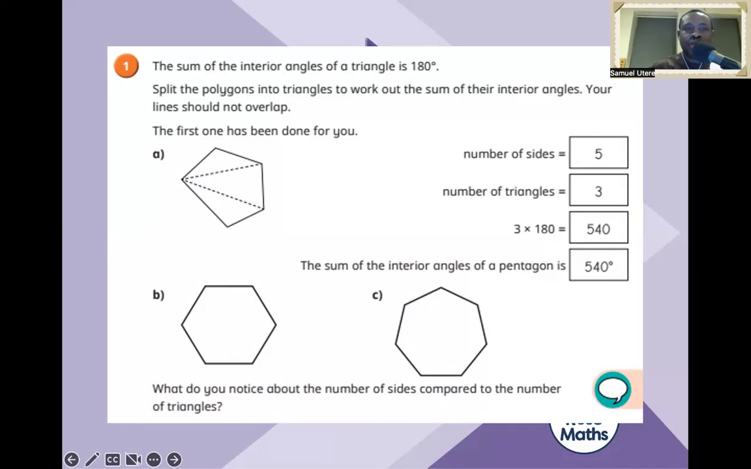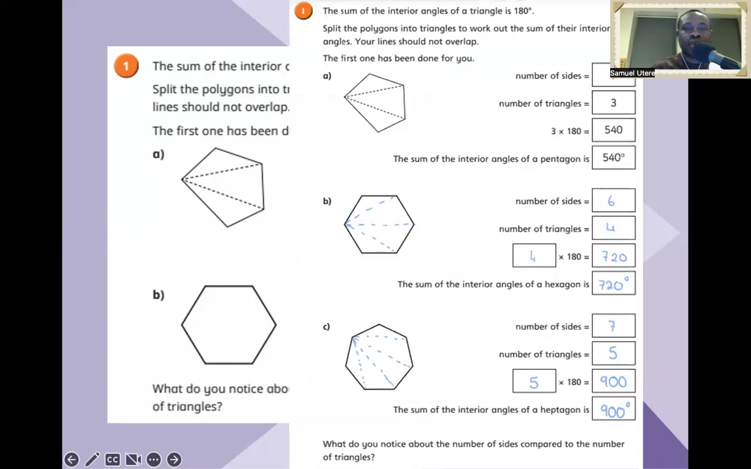Assuming you've paused the video and you've answered question 1, here are the answers. Let's discuss them. For question 1, you were asked: the sum of the interior angles of a triangle is 180 degrees. Split the polygons into triangles to work out the sum of their interior angles. Your lines should not overlap. The first one has been done for you, which is this here. And you can see if you were to do this, this is what you will get.